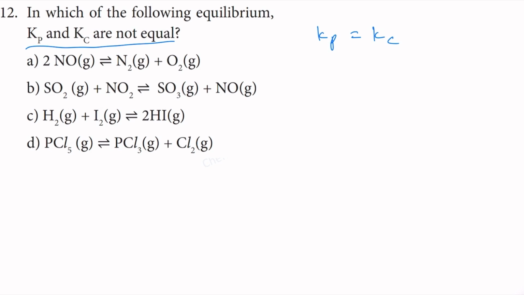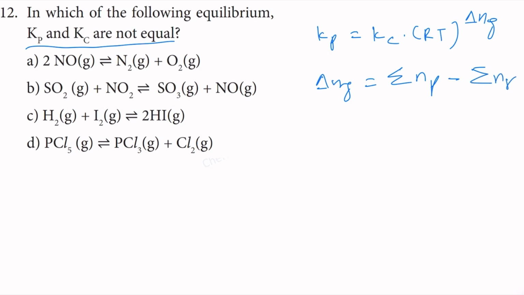The relationship between these two is Kp equal to Kc times (RT) to the power delta Ng, where R is the universal gas constant, T is the temperature, and delta Ng is the difference between the sum of number of moles of products and the sum of number of moles of reactants. So that is the delta Ng, sum of number of moles of products minus sum of number of moles of reactants. So here everything is in gas phase.